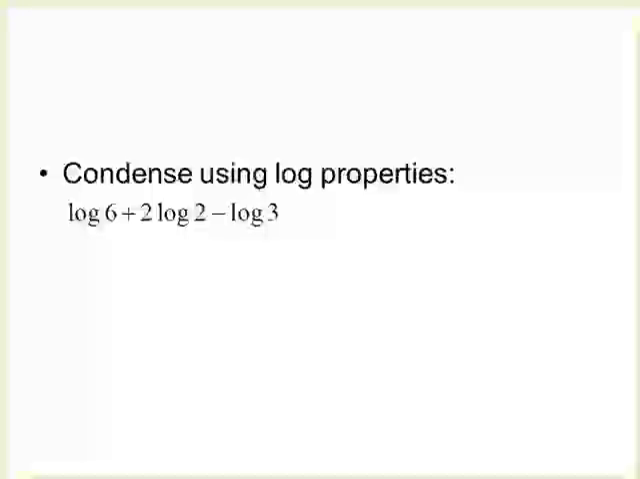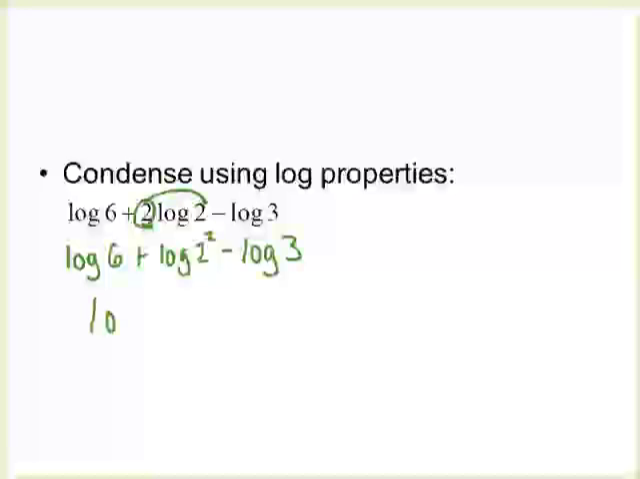So the first thing I'm going to do is take care of coefficients and make them into exponents. That was the last thing we did when we were expanding. It'll be then the first thing we do when we're condensing. The next thing we're going to do is take care of any additions. And when we put together additions, they're going to become a multiplication.